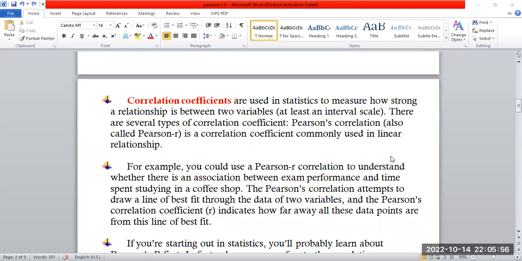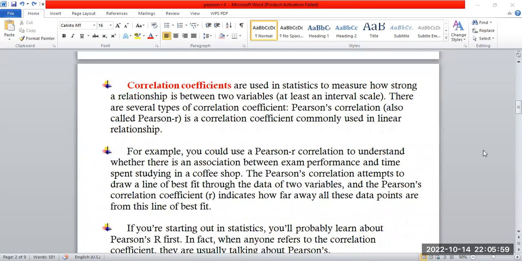Now, correlation coefficients are used in statistics to measure how strong a relationship is between two variables, at least on an interval scale. There are several types of correlation coefficient. One of these is Pearson's correlation, also called Pearson R, a correlation coefficient commonly used in linear relationship. For example, you could use a Pearson R correlation to understand whether there is an association between exam performance and time spent studying in a coffee shop.